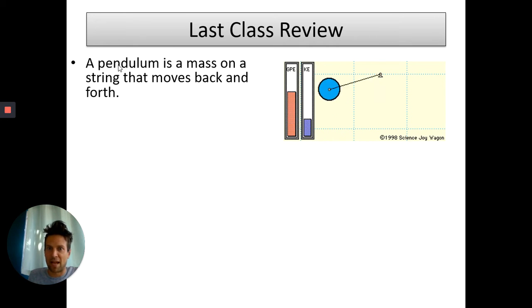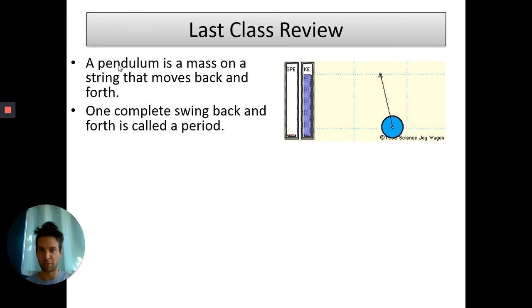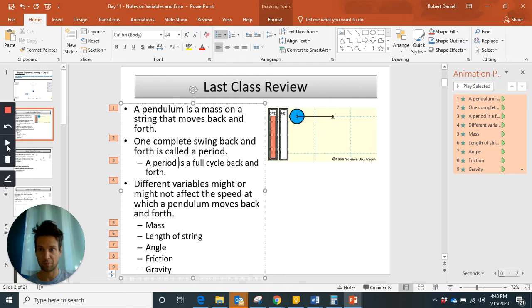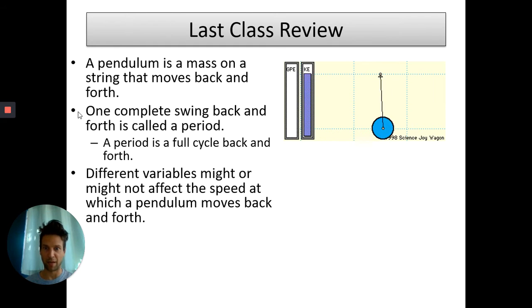A pendulum is a mass on a string that moves back and forth, just like this thing here. One complete swing back and forth is called a period. So from right now, that is a period. So that should say a period. Let me fix it right now. A period is a complete swing back and forth.